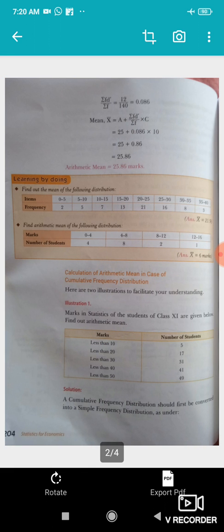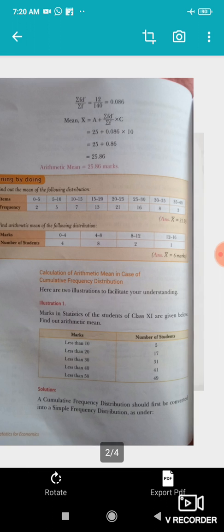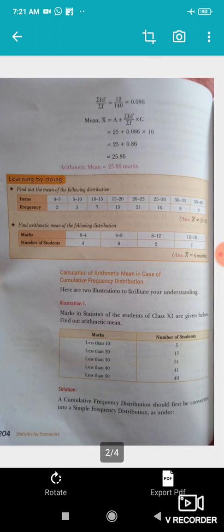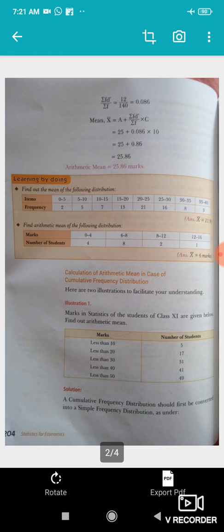So how do you convert cumulative frequency distribution to simple? It is given less than 10, less than 20. So the first interval which you will make is 0 to 10, then 10 to 20, 20 to 30, 30 to 40, 40 to 50. Okay. Is it clear? Because they are giving less than 10, so less than 10 will be 0 to 10. Less than 20 will be 10 to 20. Now, while writing the frequency, you have to pay attention.